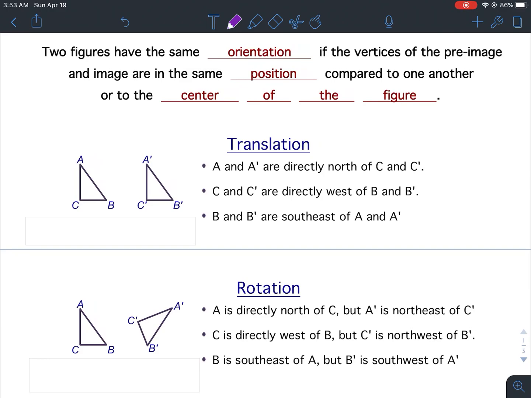Okay, so in a translation, if you look at the 2 triangles I have, A and A prime are directly north of C and C prime. C and C prime are directly west of B and B prime. And B and B prime are southeast of A and A prime. In other words, they have the exact same orientation. So for translation, you will have the same orientation. When we do these problems later on, if you see 2 figures have the same orientation, that means there has to be a translation that occurred.